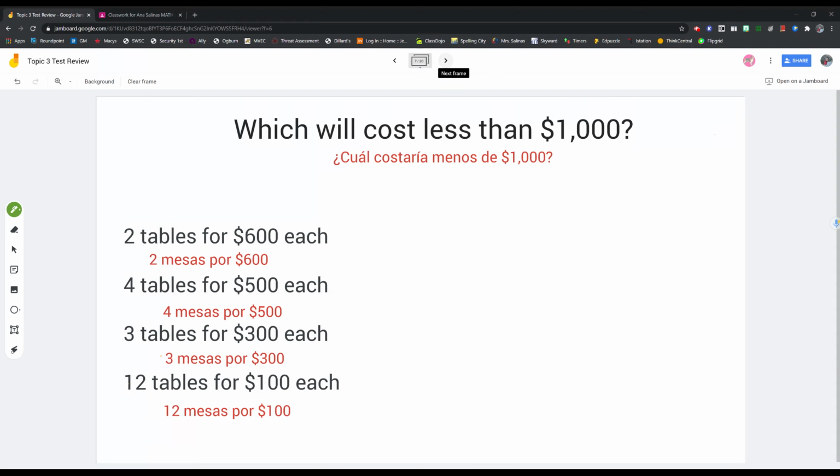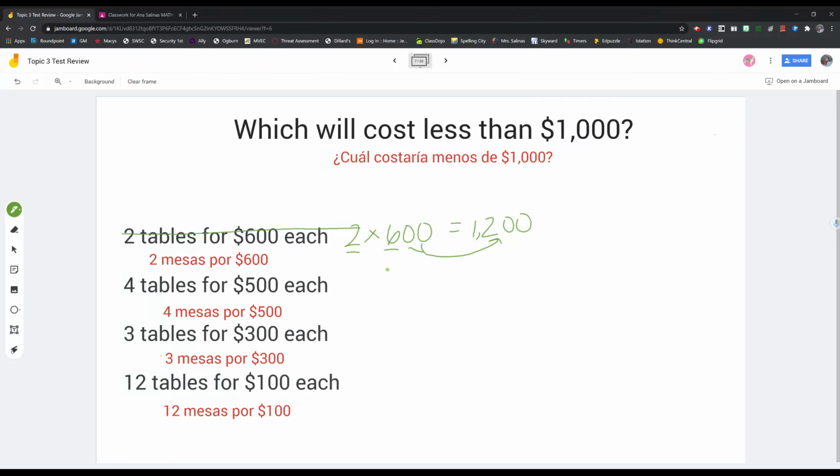Which will cost less than $1,000. To solve this question, we have 4 options. We have to multiply each option and find the one that is less than 1,000. So in the first one, I would multiply 2 times 600. 2 times 6 is 12. Don't forget to add the zeros. 1,200. This one's over, so this one would be wrong.